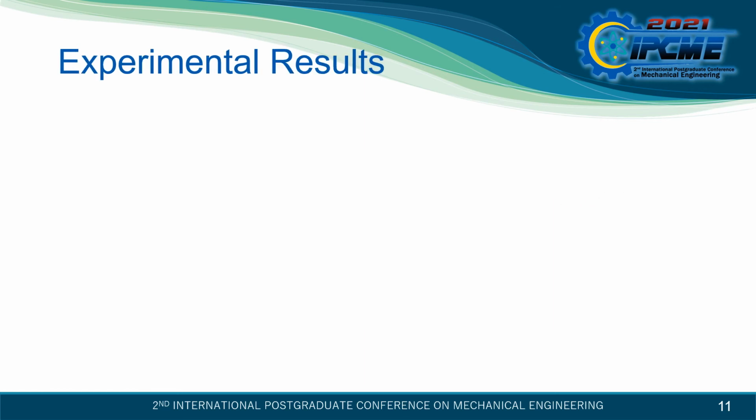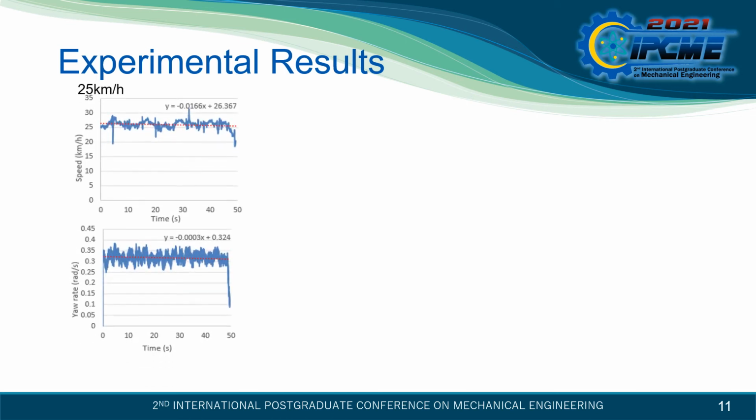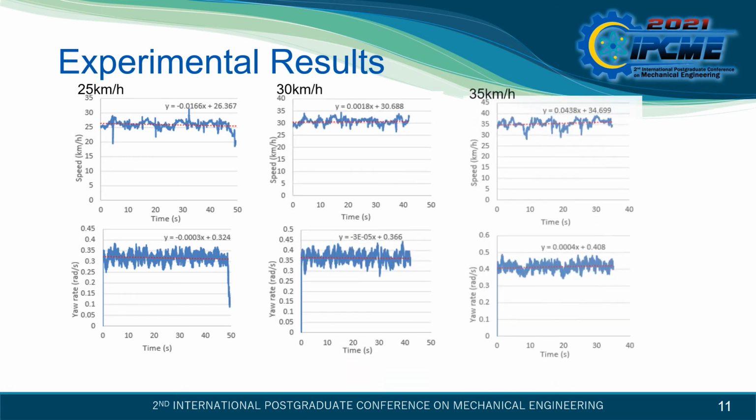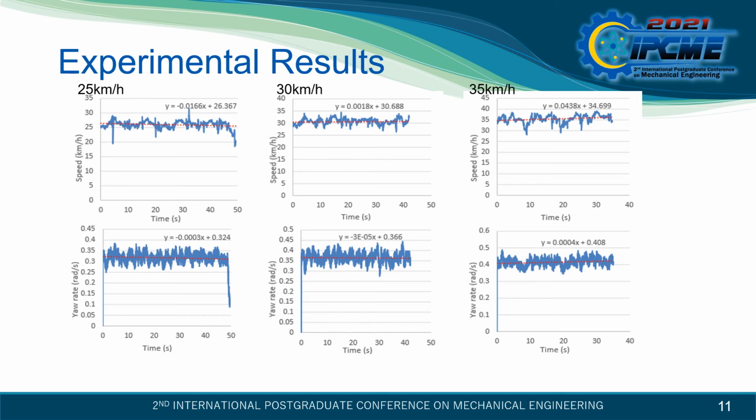Next are the experimental results. For this experiment I decided on three different speeds: 25 km per hour, 30 km per hour, and 35 km per hour. We can see that the upper part shows speeds of 25, 30, 35, and the real speed is a bit different from the set speed, because it is during the experiment. The following is the yaw rate.